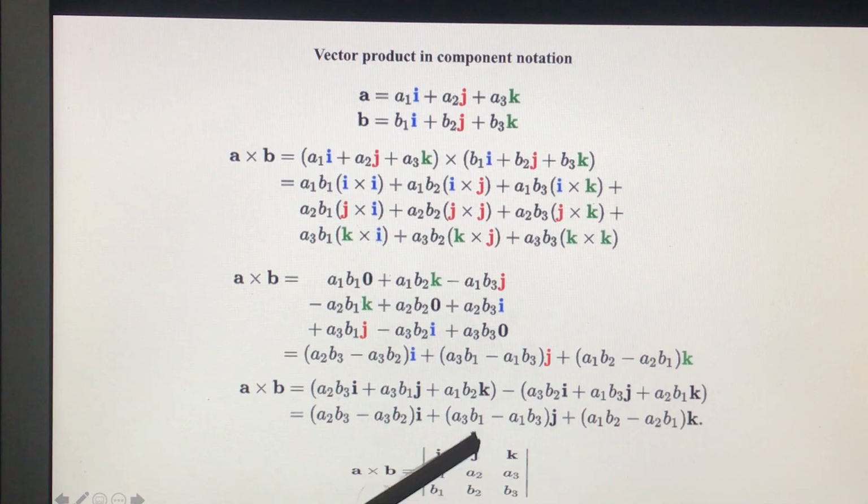Okay, so for the j component you have to omit this column, then a3 b1 minus a1 b3 into j cap. And for the k component, what you have to do is omit this column, and you get a1 b2 minus a2 b1 into k cap. So using this compact formulation, we can express the cross product between two vectors.